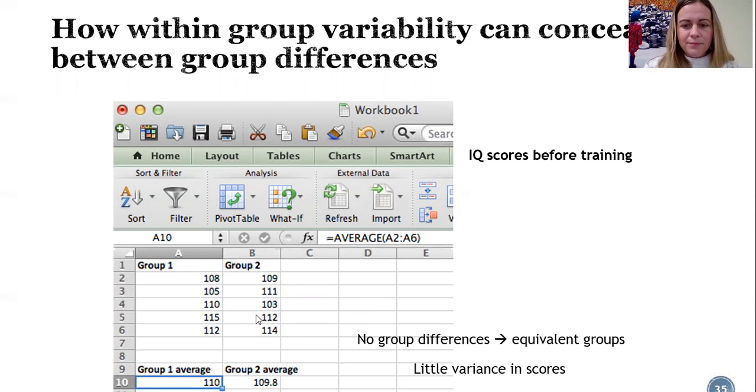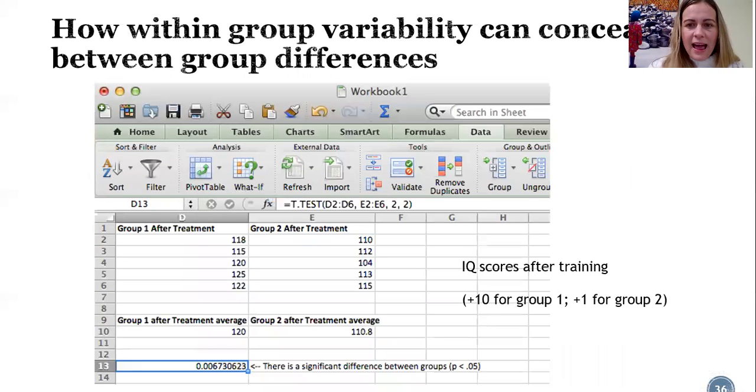and that variance is similar between groups and it's not very big. So now let's say these two groups went ahead and did their training, and let's say Sudoku does help. And so I've added 10 to everybody's IQ in this group, and I've only added 1 to everybody's IQ here in the control group. It didn't really improve their IQ so much.